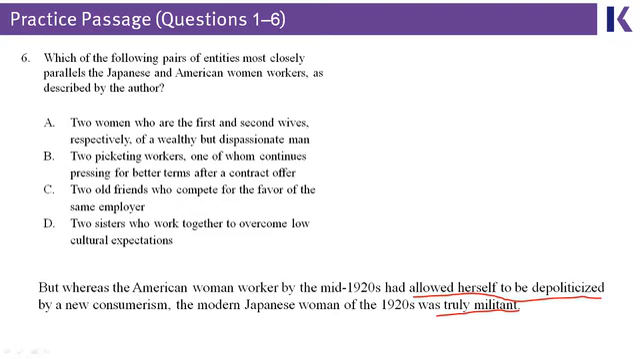So basically, the American woman almost failed at sticking to being a voice in politics and a voice for cultural change, whereas the modern Japanese woman of the 1920s hadn't done that. So we're looking for a choice in our answers where one of the parties didn't end up following something to completion and the other one did. Go ahead and find that answer now. The correct answer is B. One continues pressing for better terms, one doesn't.